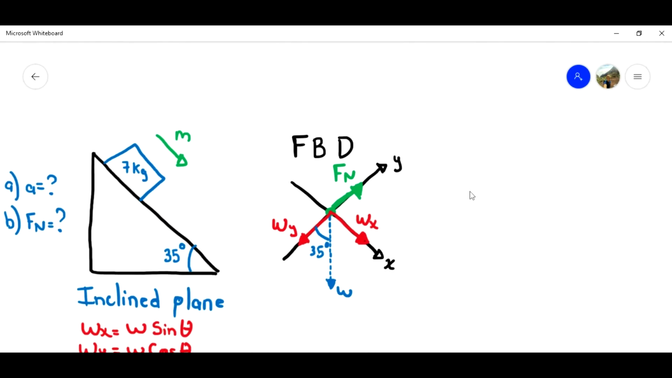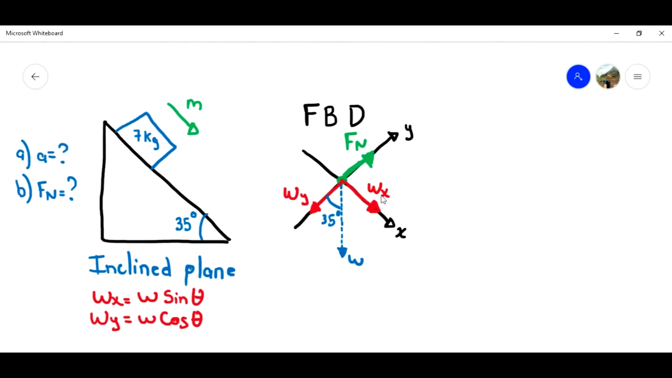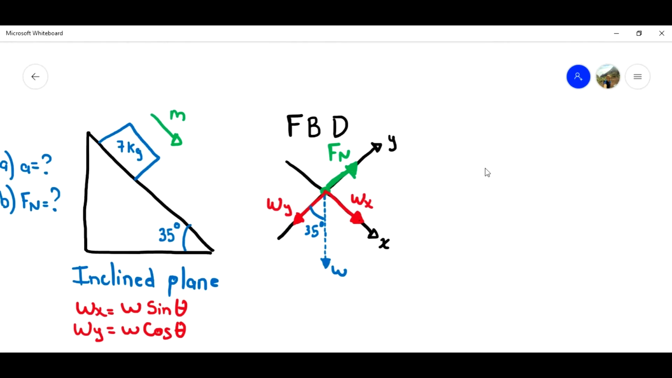Okay, so this is my free body diagram. I got all the forces involved. There is only the weight and the normal force. So now let's begin with the analysis. Remember the reference system: right positive, left negative, up positive, and down negative. Okay, so let's begin with the x-axis.